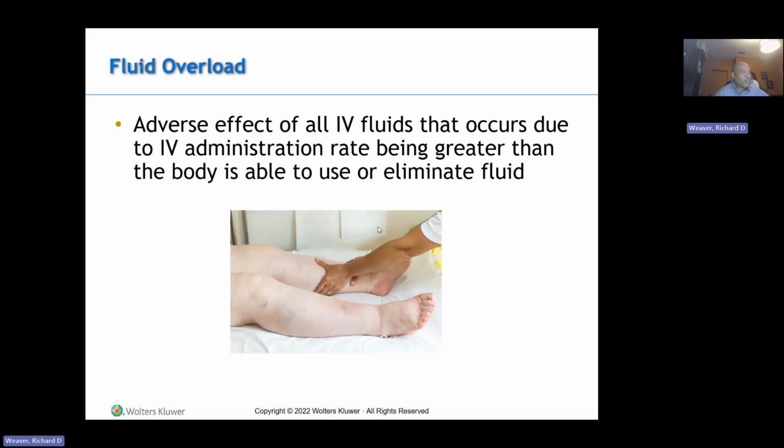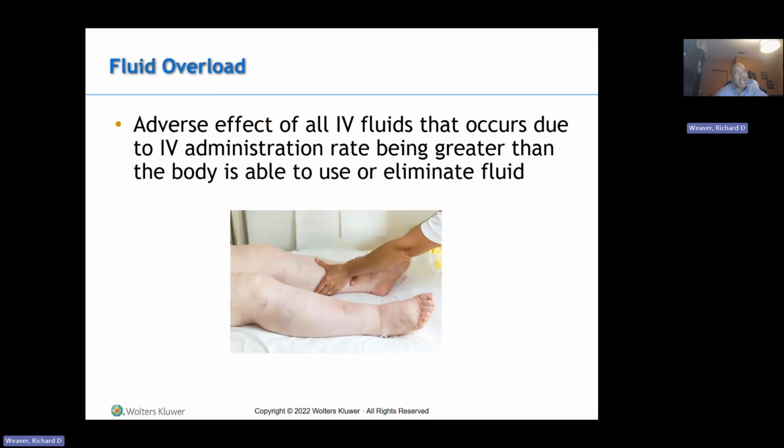Now, fluid overload. This is an adverse effect of all IV fluids that occurs when the IV administration rate is greater than the body is able to use or eliminate fluids. Sometimes a patient may have heart failure or some kind of cardiac condition. They may have kidney or renal issues where they're not excreting fluids, if you will. And so they develop just what you see in this picture here. This appears to be a pitting edema, though I can hardly tell because I don't see where the indentation in the skin is shown in this picture.